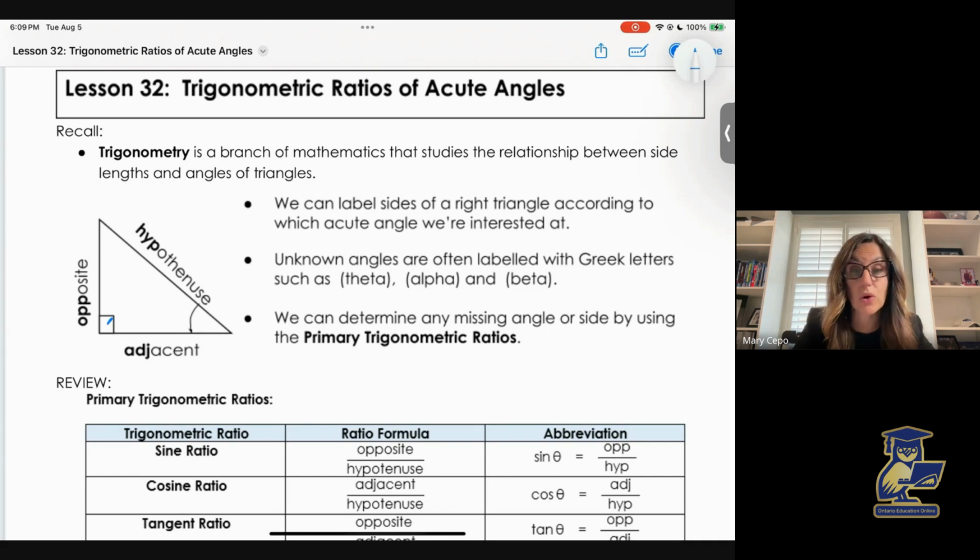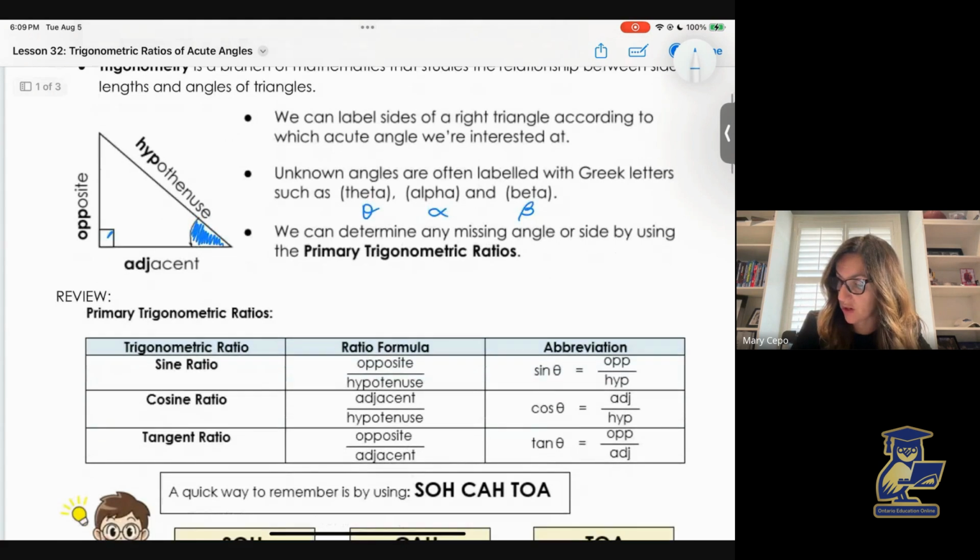Now you label according to one of the two acute angles. And again, it would be separate labeling depending on which acute angle you choose. So in the diagram we have here, in that triangle, we've chosen to label according to this acute angle. Unknown angles are often labeled with Greek letters such as theta, alpha, or beta. We can determine any missing angle or side by using the primary trigonometric ratios.